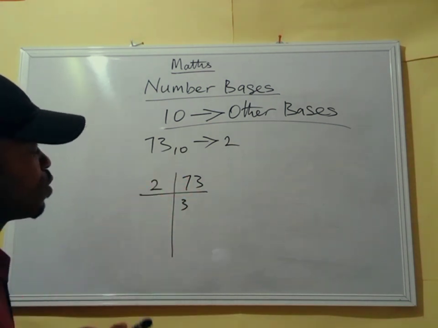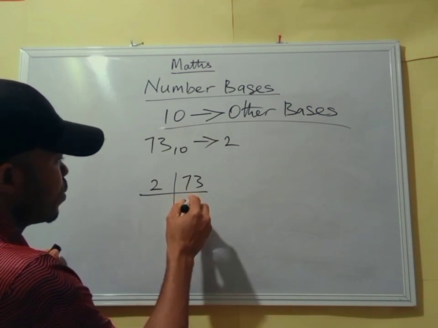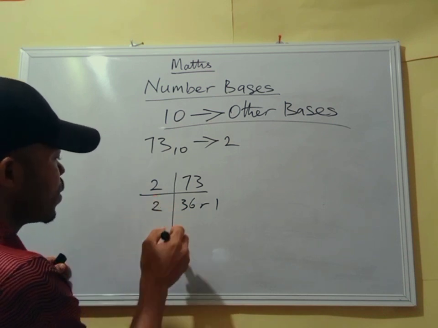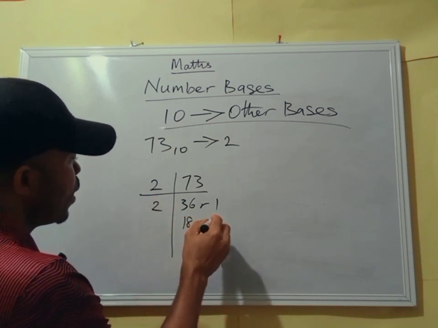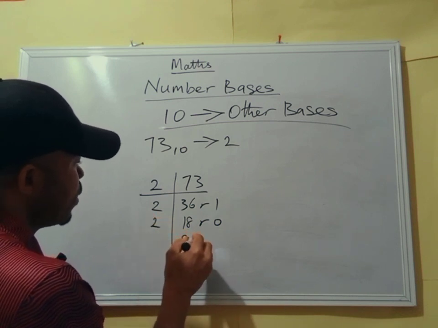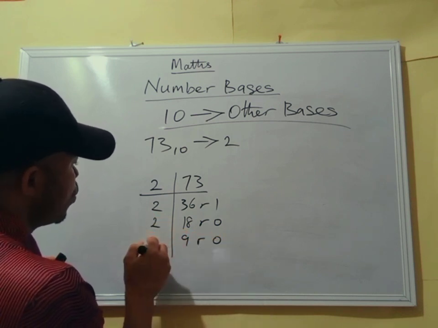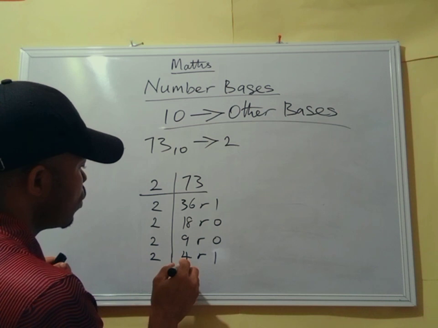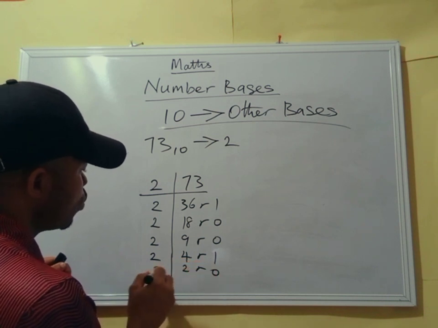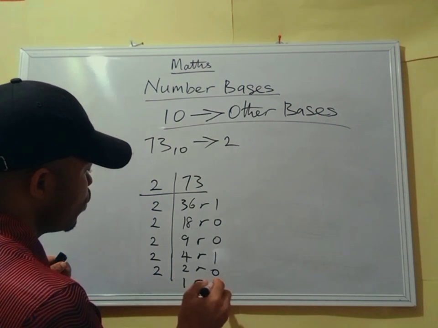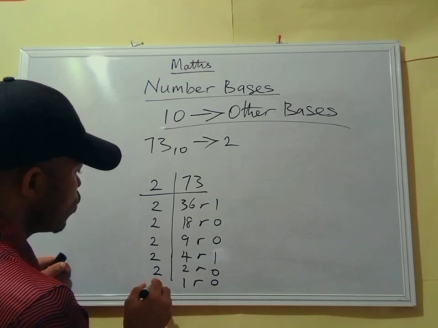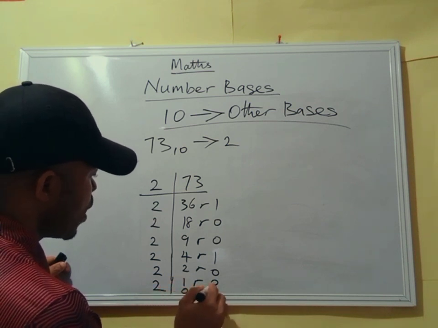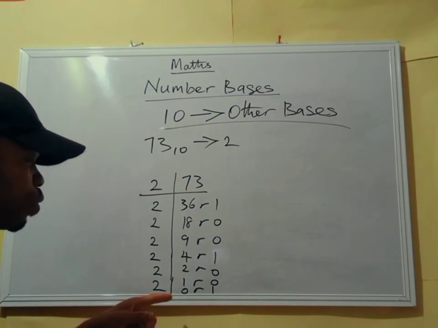That gives 13. So 2 into 13 is 6, remainder 1, so put the 1 out here. 2 into 36 is 18, remainder 0. 2 into 18 is 9, remainder 0. 2 into 9 is 4, remainder 1. 2 into 4 is 2, remainder 0. 2 into 2 is 1, remainder 0. And then 2 into 1 is 0, remainder 1, because 2 cannot go into 1.